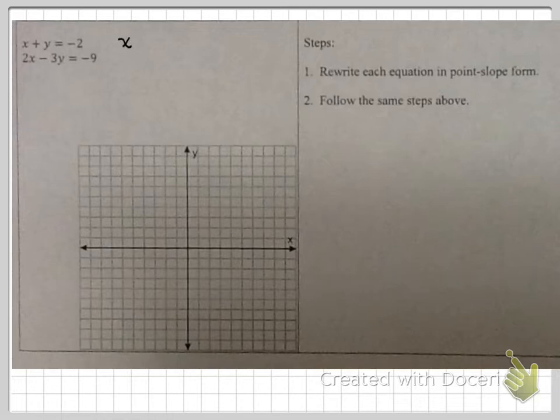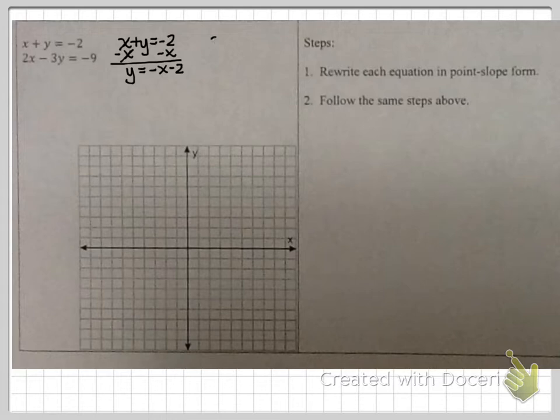So if we take the first one, I want to get y equals, so I'm going to subtract the x to the other side. And that's going to give me y equals, my x's are going to cancel. I like my x to come first so I can see the slope, which is the coefficient. And then I'm going to do the exact same thing with the other equation as well.